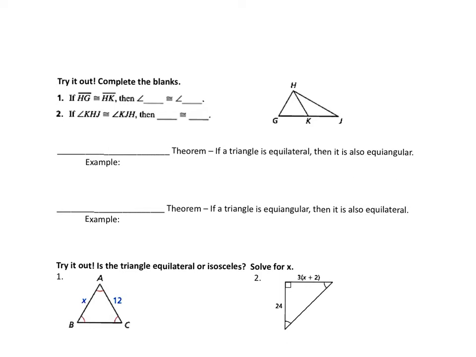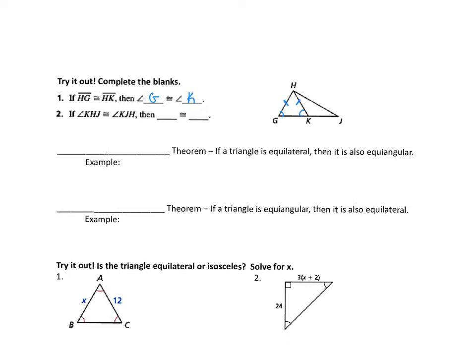So I'm going to put in my tally markers. HK and HG are congruent. Then angle G must be congruent to angle K.